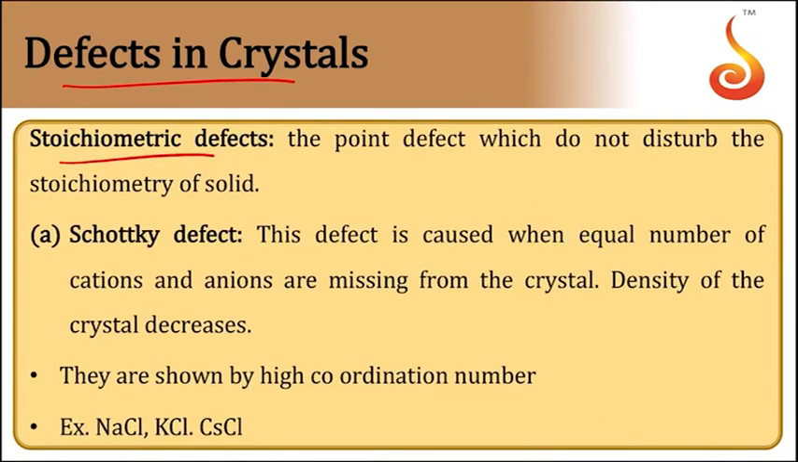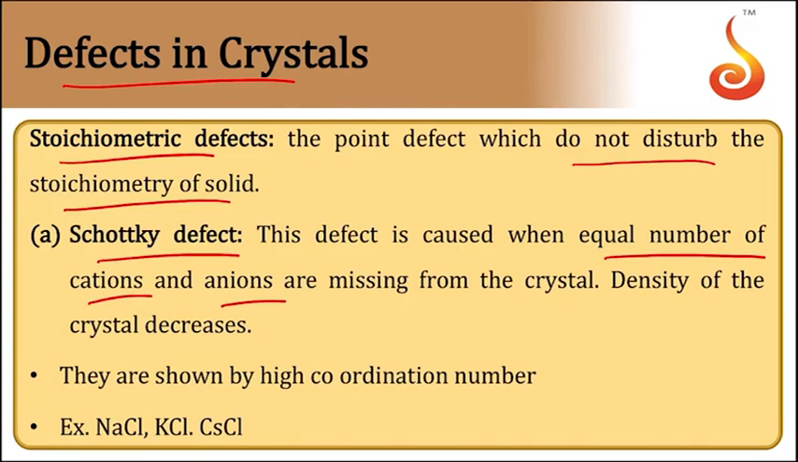So stoichiometric defects. The point defect which does not disturb the stoichiometry of the solid itself is called stoichiometric defect. And there are 2 types here. Schottky defect. This defect is caused when equal number of cations and anions are missing from the crystal lattice. Density of the crystal will be decreasing because number of ions are being lost. So ions are being lost means mass will be getting reduced, but volume of the crystal will not change, and therefore density gets reduced in this one.